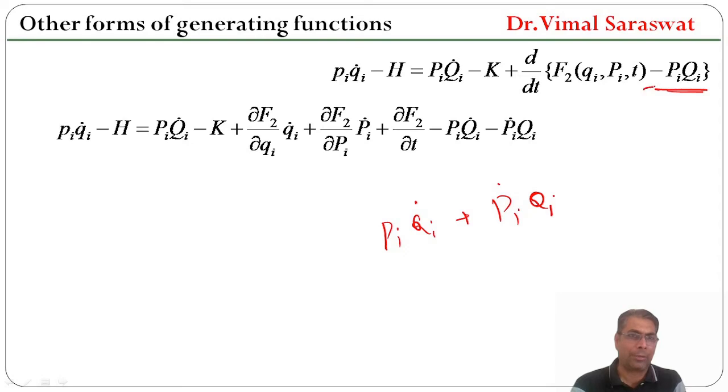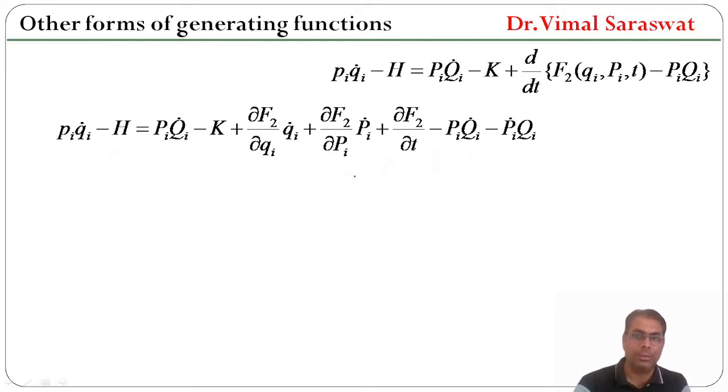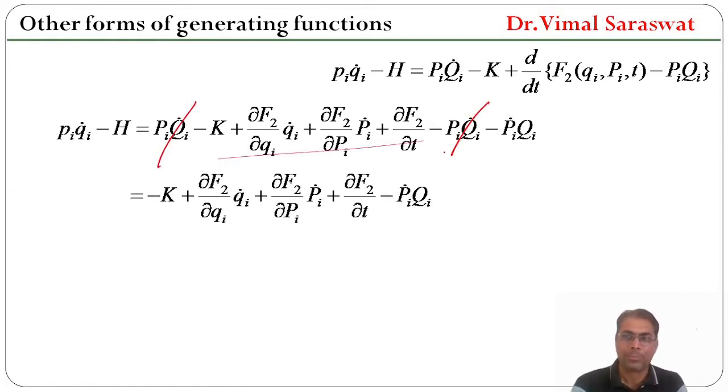And here we have the negative sign, so minus ṗi qi, minus π̇ dot Qi. So pi qi dot minus h is equal to this one. Now here pi qi dot and pi qi dot cancel out, so the remaining term is pi qi dot minus h equals minus k plus del F2 by del qi into qi dot plus del F2 by del capital Pi into capital Pi dot plus del F2 by del t minus capital Pi dot into Qi.